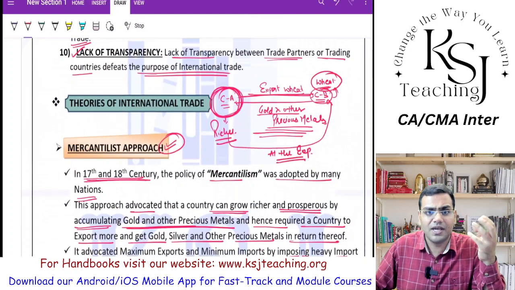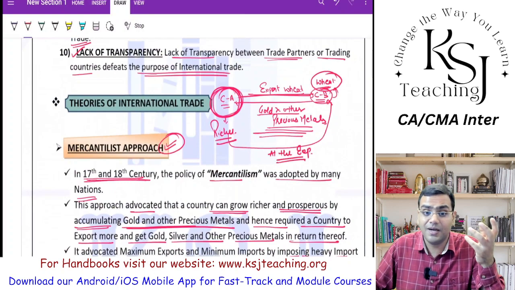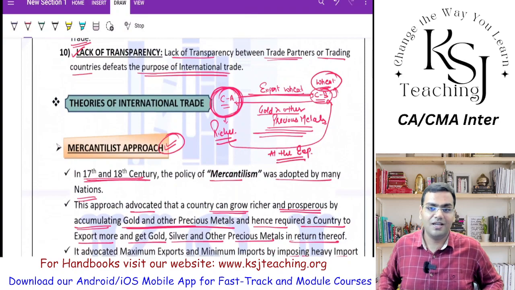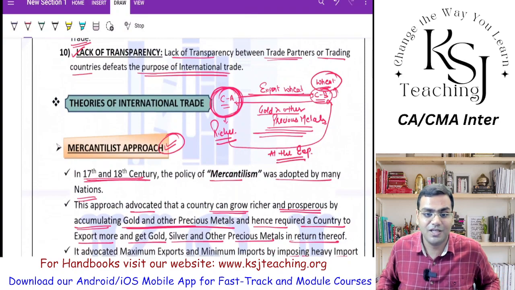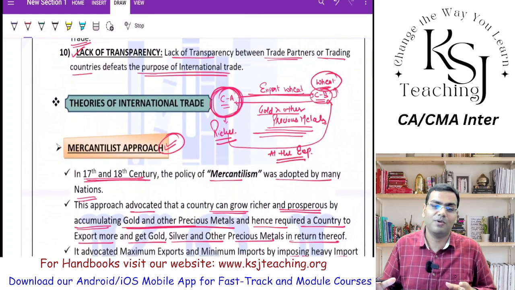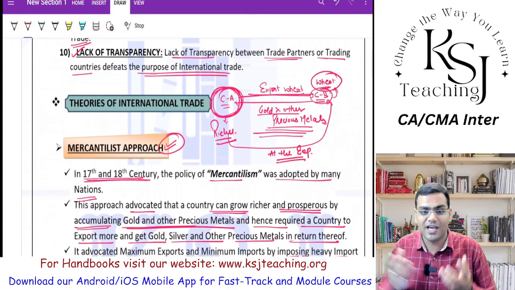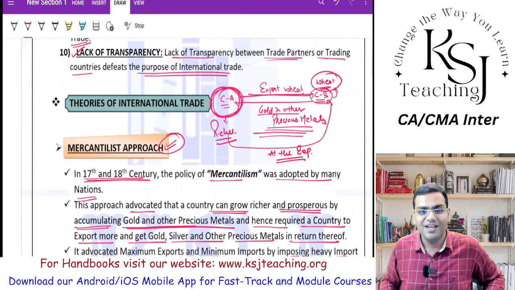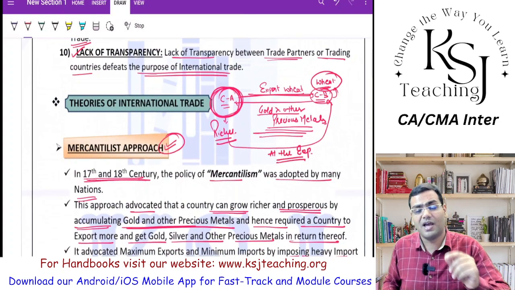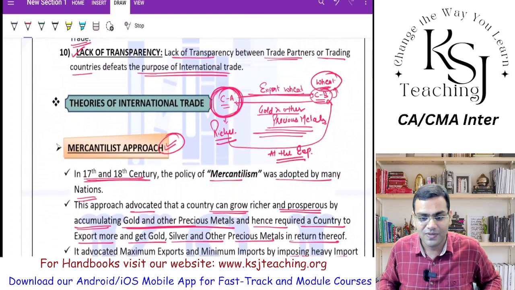And yes, sir, if it is not practically applicable in the real world, can it be asked in the examination? Yes, why not? Right? That is why it is in your syllabus. It can be asked in the examination. So please do not be in that dilemma that, sir, this approach was a 17th and 18th century approach, and we are in the 21st century. Can it be asked in the examination? Yes, sir. It can be asked in the examination. The institute wants that you should have complete, comprehensive knowledge of each and everything, right?